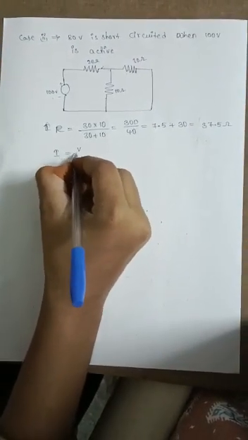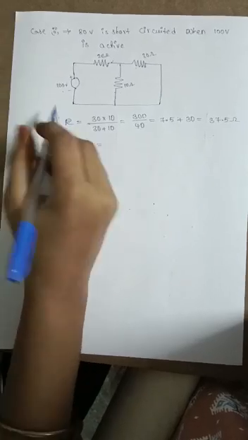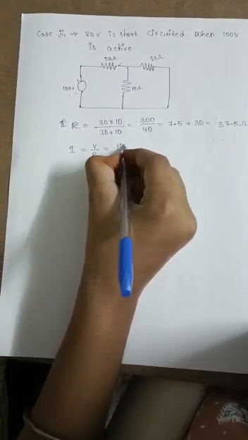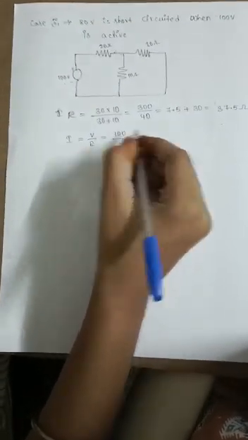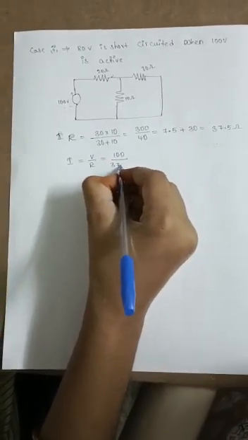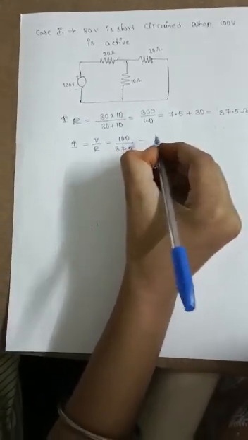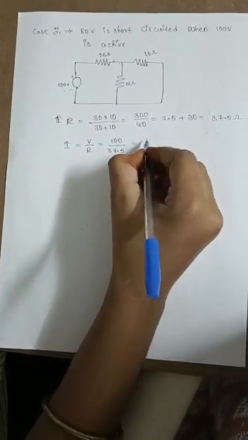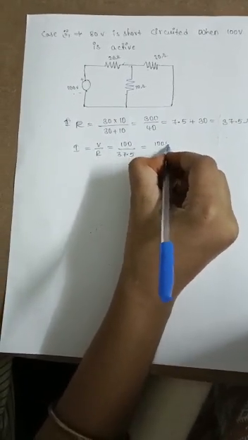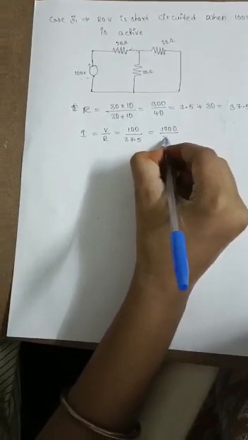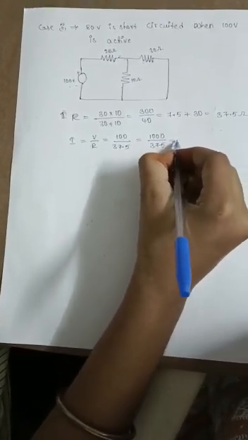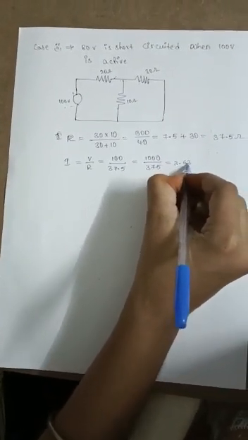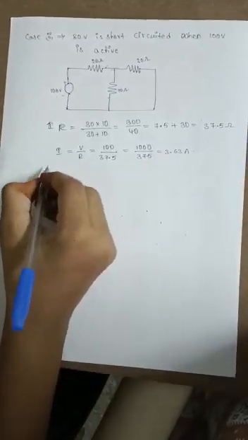Now calculating the current. I equals V by R. What is the voltage here? 100 volts by, what is the resistance? 37.5, equal to what value? Here is a point, 1000 by 375. The value is 3.63 amperes.